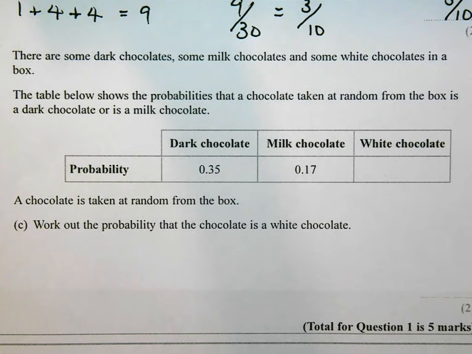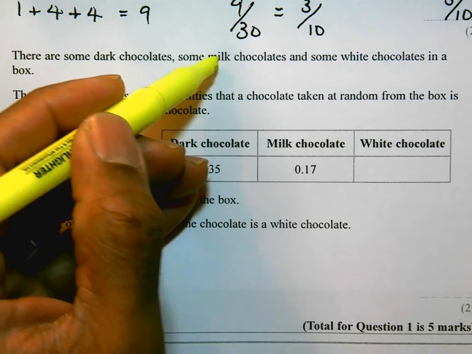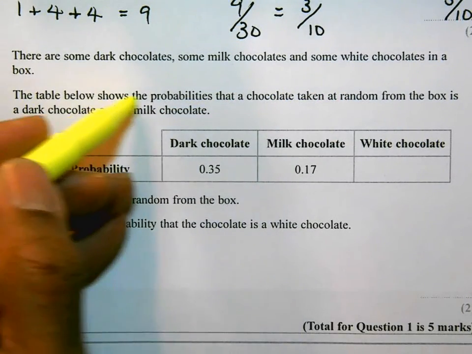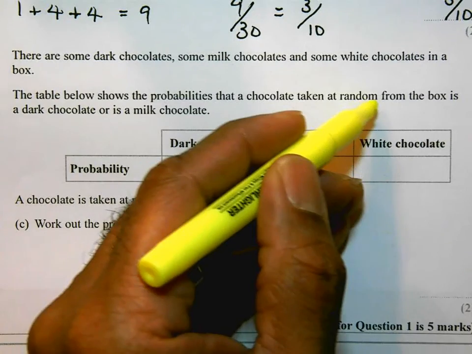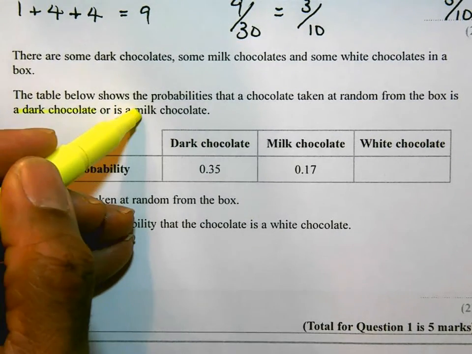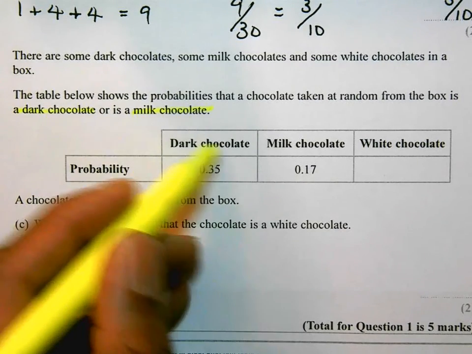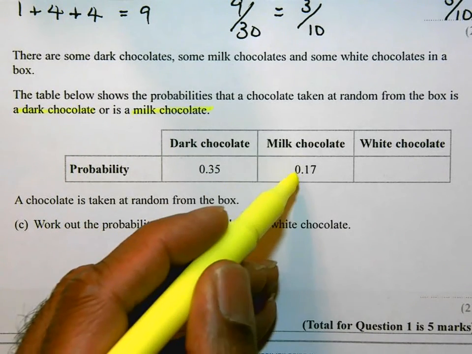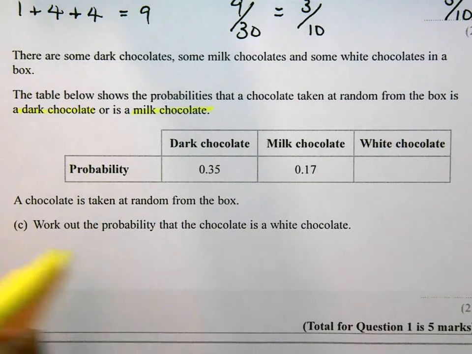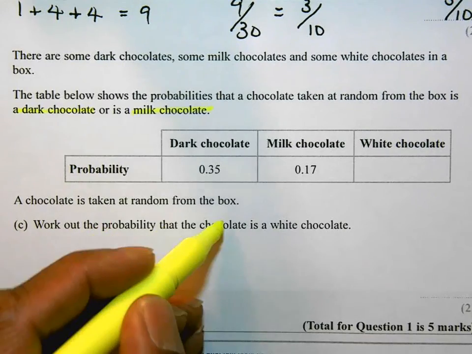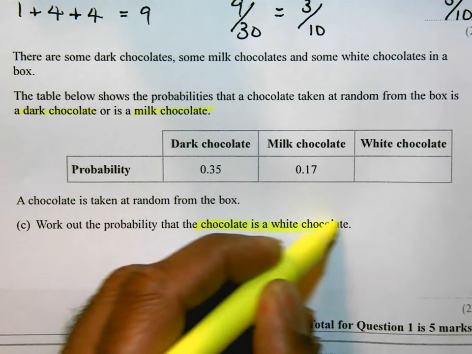Okay, looking at part B, it says there are some dark chocolate, some milk chocolate, and some white chocolates in a box. The table below shows the probability that a chocolate taken at random from the box is dark chocolate or is milk chocolate. So dark chocolate, its probability is 0.35. Milk chocolate, its probability is 0.17. A chocolate is taken at random from the box. Work out the probability that the chocolate is a white chocolate.